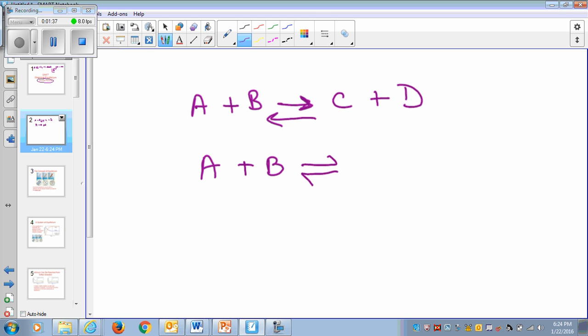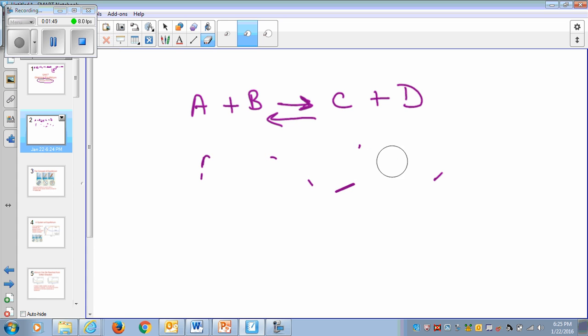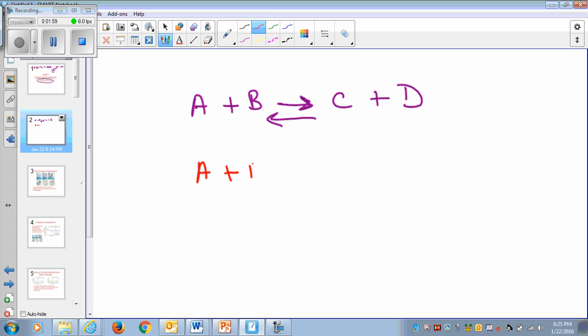Hold on, something is wrong with it. Hold on. Okay, so let me just try it again. So I want to have A plus B that yields C plus D.